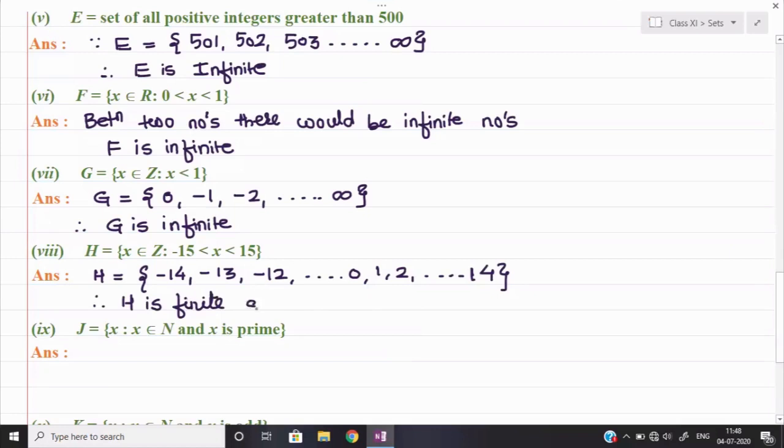Okay. Now let us see part number 9. X belongs to the set of natural numbers and it is prime. So if I try to write down all prime numbers which are natural, I will write first 2, then 3, 5, 7, 11, 13, 17 and so on. These are all prime numbers, but it is going up till infinity. So we can say that therefore J is an infinite set.